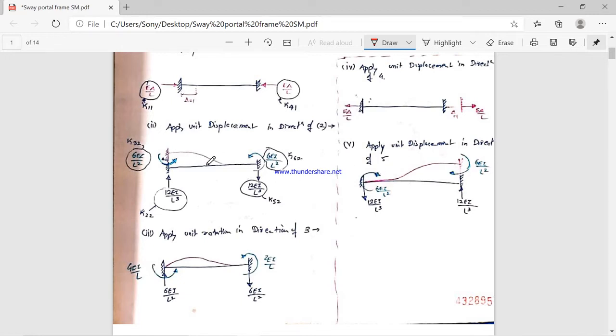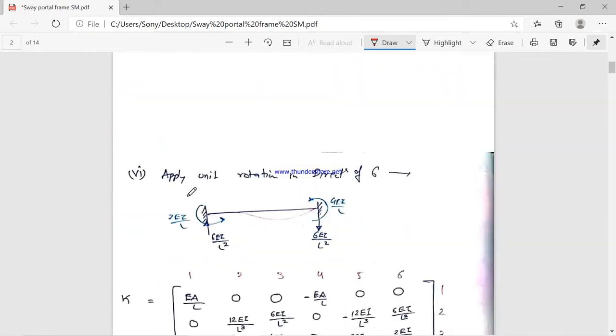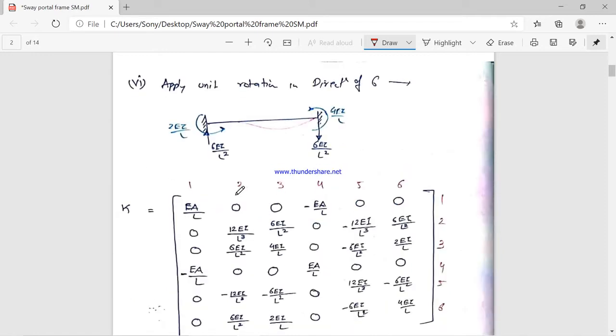Okay, 6EI by L square, the magnitude of the moment will be the same, as well as the displacement magnitude 12EI by L cube, and 12EI by L cube remains the same. Only the mirror image will be formed. And the last one is to apply the unit rotation in the direction of 6. So when we apply it, 4EI by L and 2EI by L will be formed, and along with that 6EI by L square, 6EI by L square will be formed.